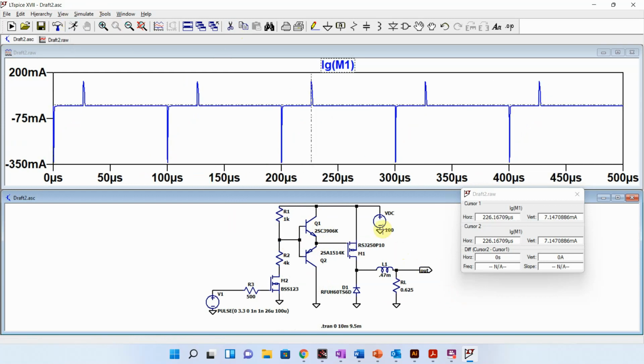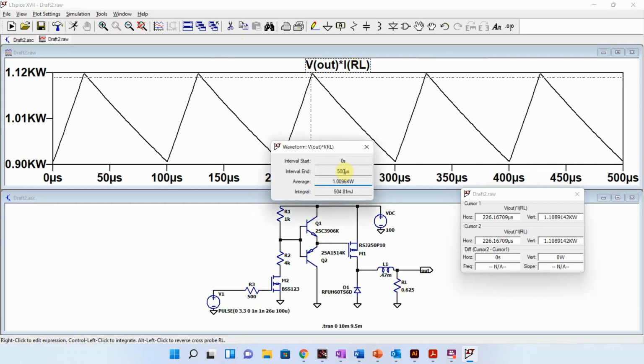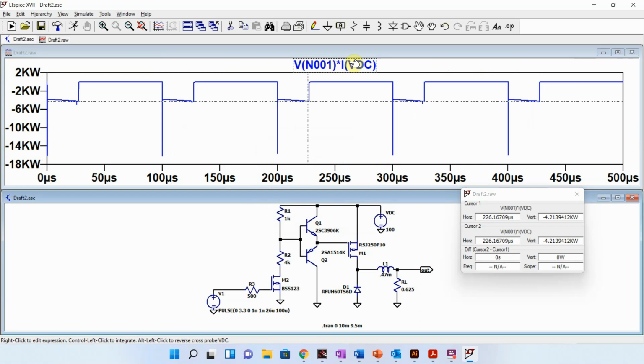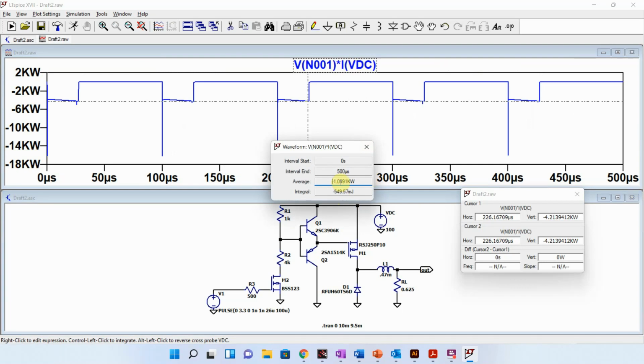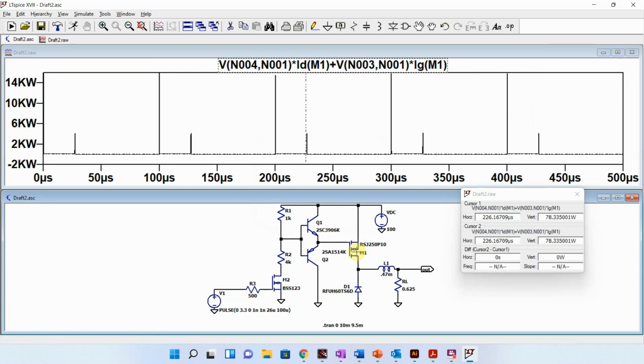Okay, so now we want to look at how well we did on power. So this one is our 1 kilowatt, just like we were shooting for. And if I look at the power here, it's 1.09. So you see that I'm at like a 90% efficient design.